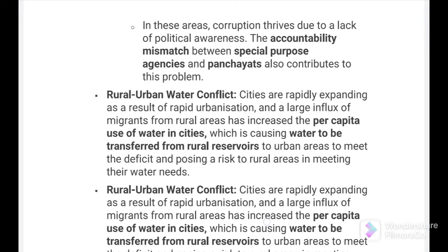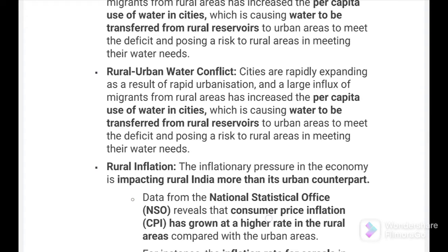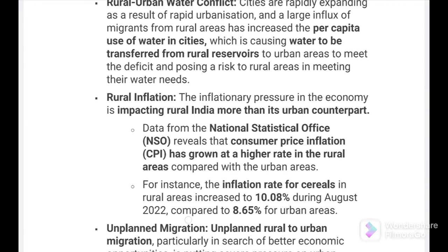Rural-urban water conflict. Cities are rapidly expanding as a result of rapid urbanization, and a large influx of migrants from rural areas has increased the per capita use of water in cities, which is causing water to be transferred from rural reservoirs to urban areas to meet the deficit and posing a risk to rural areas in meeting their water needs.